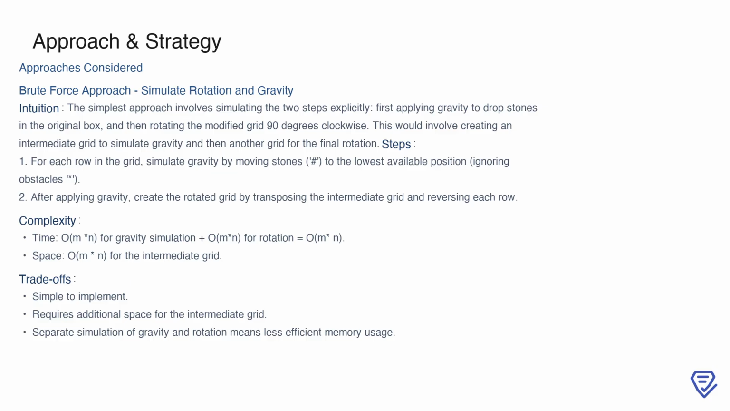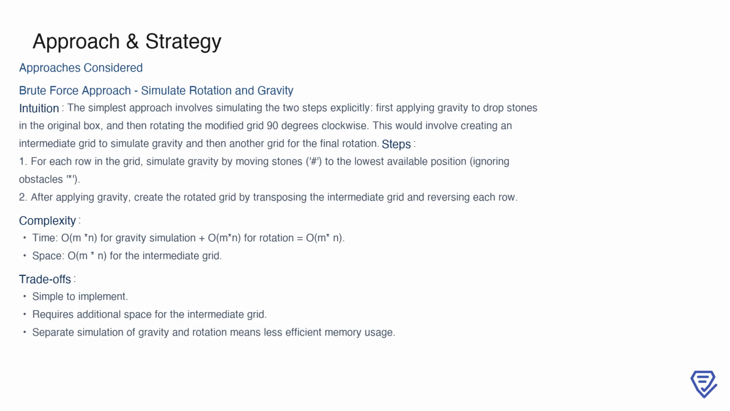To begin, one of the initial approaches we explored was the brute force method, which involves simulating the process in 2 distinct steps, applying gravity to the stones in the original box and then rotating the resulting grid 90 degrees clockwise. This means we first move all the stones, represented by hashtag, to the lowest available positions in each row, ignoring any obstacles, which are represented by asterisk.